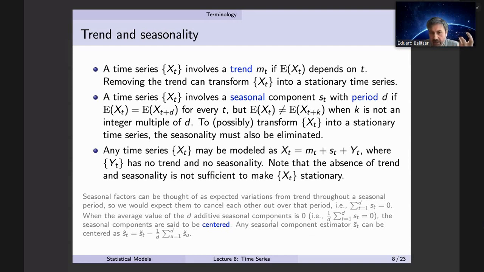Whatever estimator of the seasonal component we get, suppose it's s tilde, we can always center it. It's always possible. We simply take an average over the period and subtract it from each value of the estimator of the seasonal component, and then it's centered, because if you take the sum of this, it's going to be zero. So it's always possible to center.